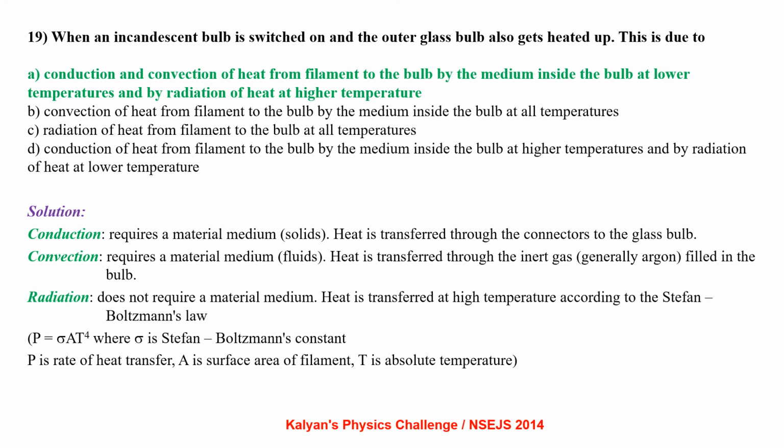When an incandescent bulb is switched on, the outer glass bulb also gets heated up. This is due to? Let us see three processes of heat transfer. The conduction process requires a material medium, solid. Heat is transferred through the connectors to the glass bulb from the filament. Convection process of heat transfer also requires a material medium, but it may be a fluid. Heat is transferred through the inert gas, generally argon, filled in the bulb from the filament to the glass bulb.